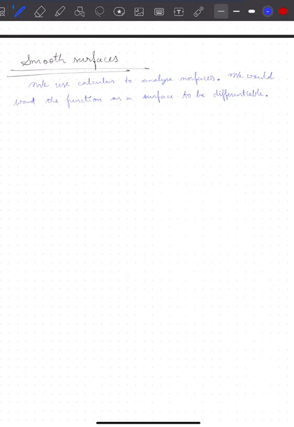So now let's start building what I mean by the smoothness of a surface. Smoothness of a surface, right? Maybe I'll just highlight this in red. Smooth surface. Okay. So far we have dealt with what we mean by an open set.